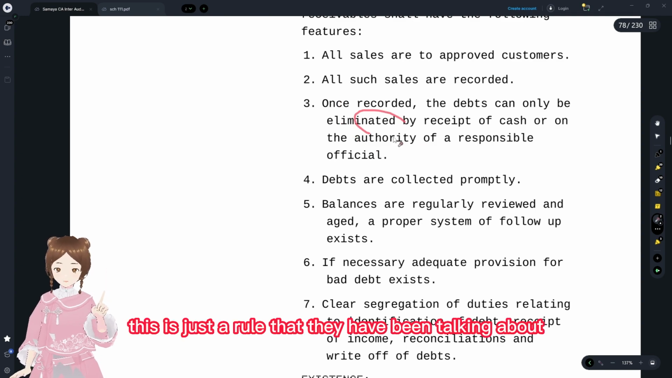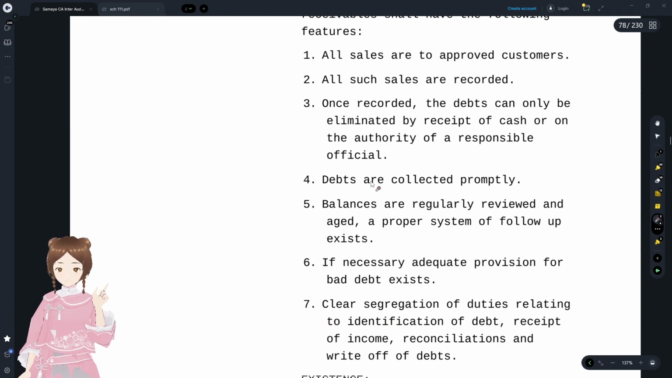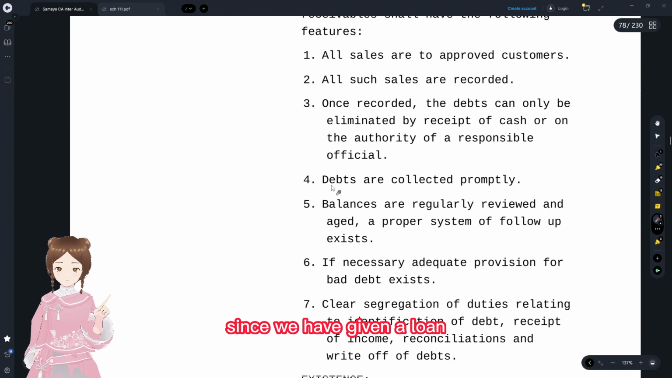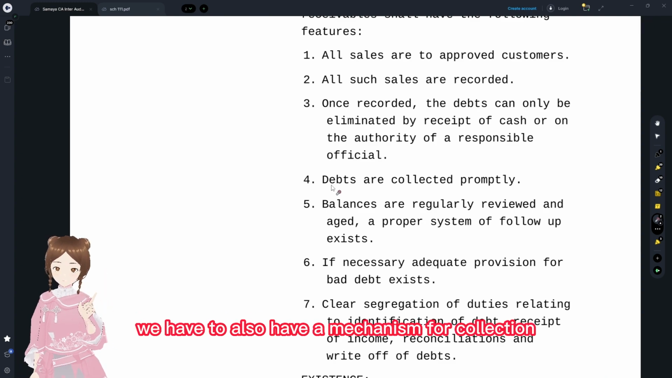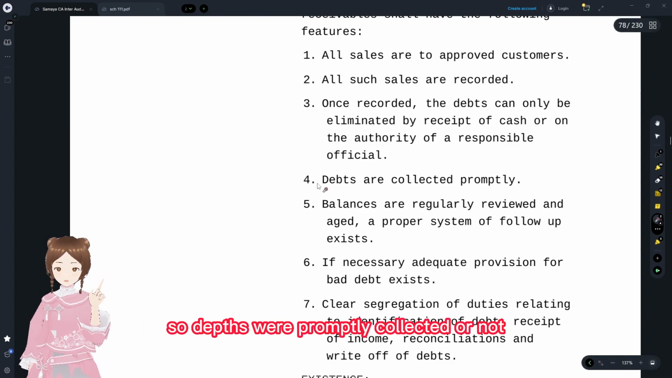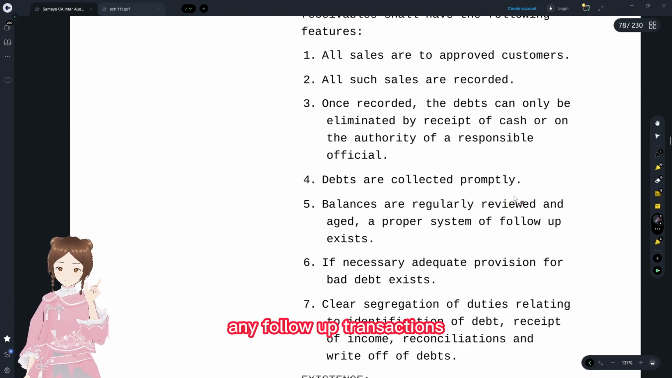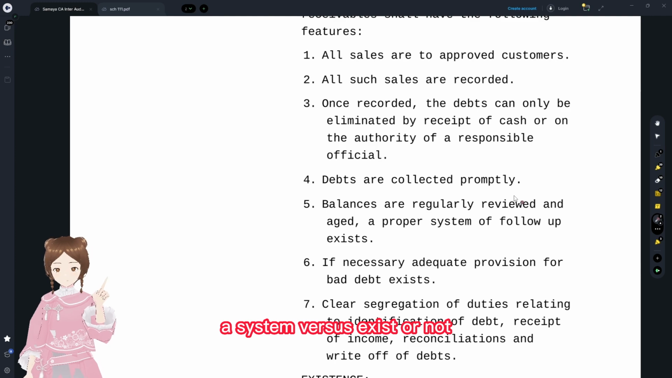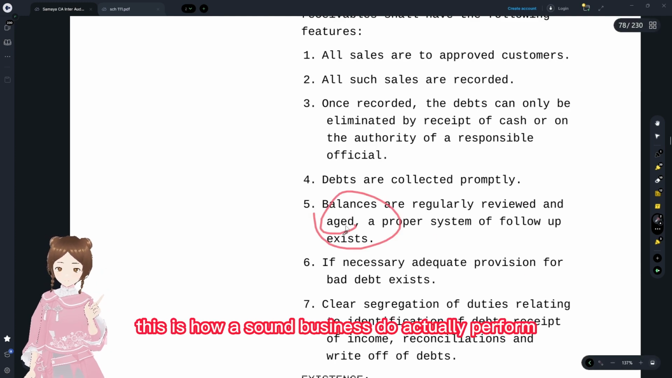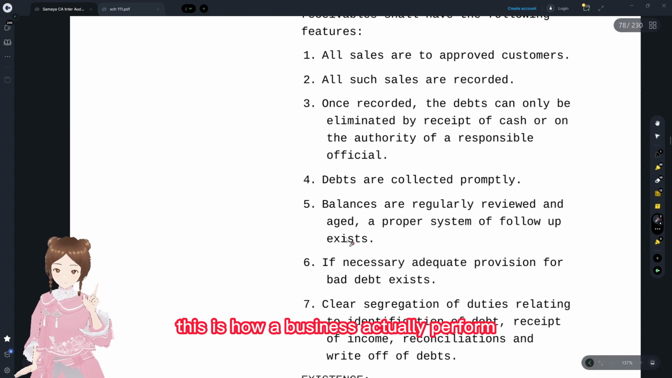This is just a rule that they have been talking about. And since we have given a loan, we also have to have a mechanism for collection. So whether debts were promptly collected or not, and if not collected, whether a follow-up action system existed or not. This is how a sound business actually performs.